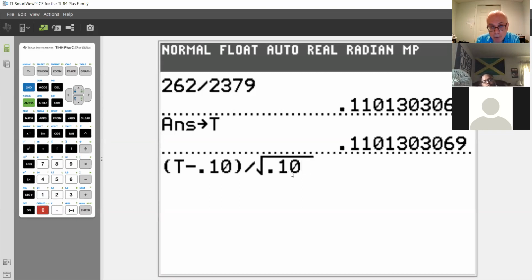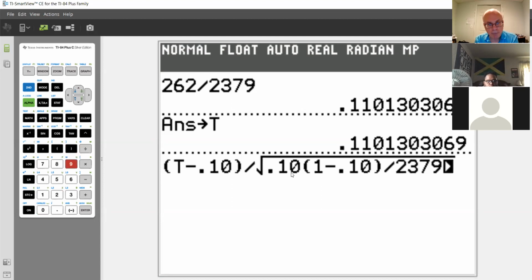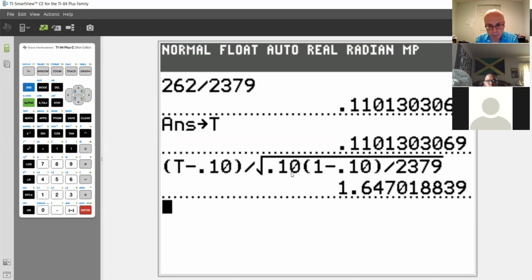You put the hypothesized proportion here, times, open up a set of parentheses, 1 minus 0.10. Now, if you know it's 0.9, you don't have to do 1 minus 0.10. Divided by the sample size, 2379. Hit enter. There it is. Here's your test statistic. You may want to save that too.